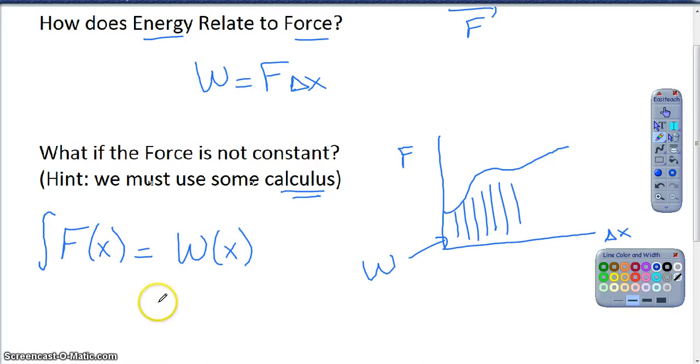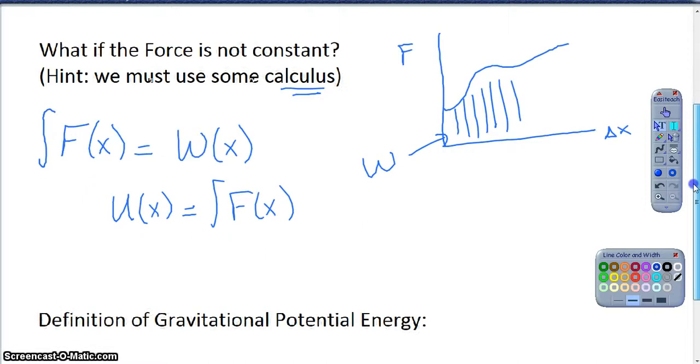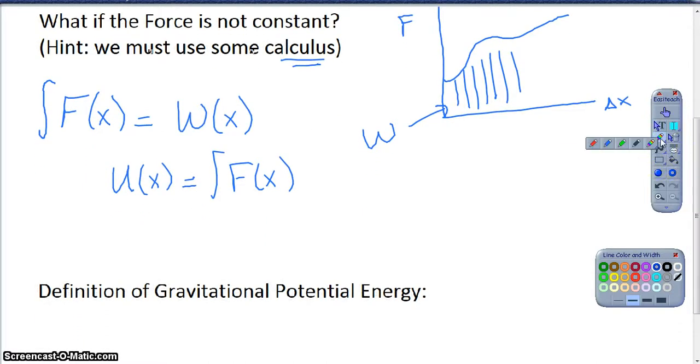More generically, what that allows us to say is that a change in potential energy as a function of position will equal my integral of force as a function of position. And that's what we're going to step to with this section, because we're going to look back at gravitational energy and how the change in gravitational potential energy actually emerges from this relationship right here. So let's look at that.